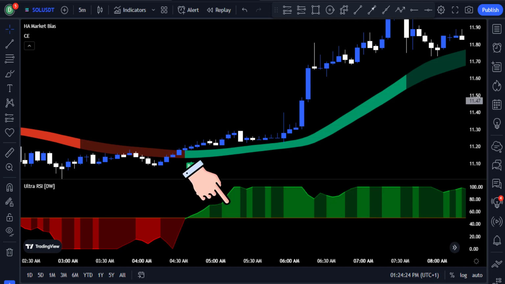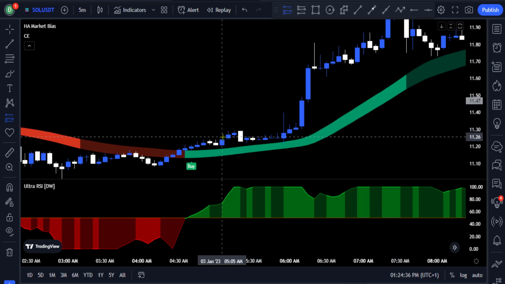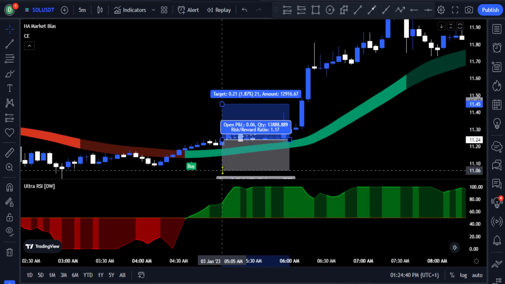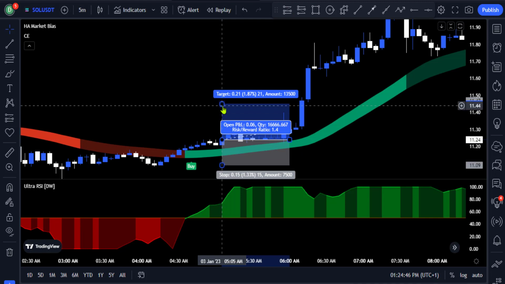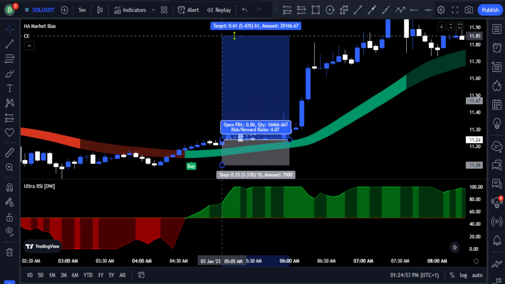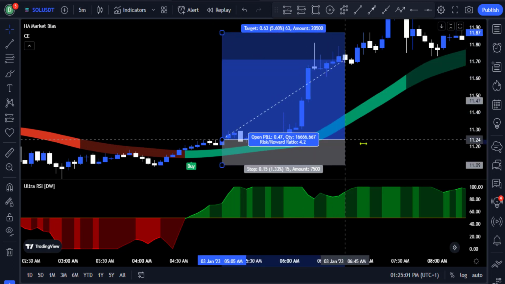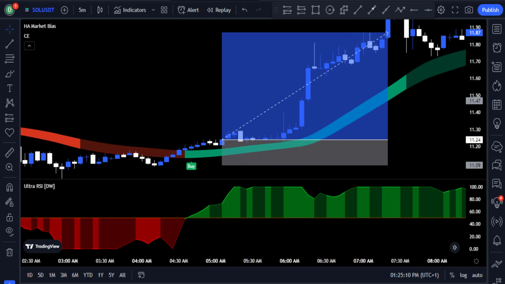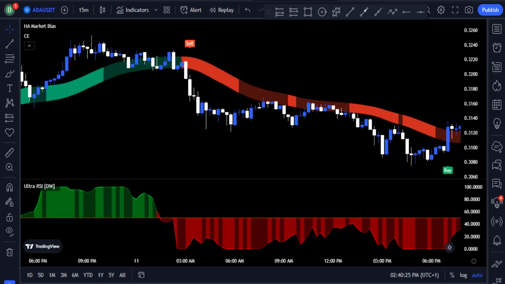Notice that the bands of the Ultra RSI indicator had also changed from red to green, and above the center line. And you could have placed a long trade like this at the close of this candle and set your stop loss at the low here and extended your profit target to a 4.2 risk to reward ratio. This is because all the conditions met at this point.